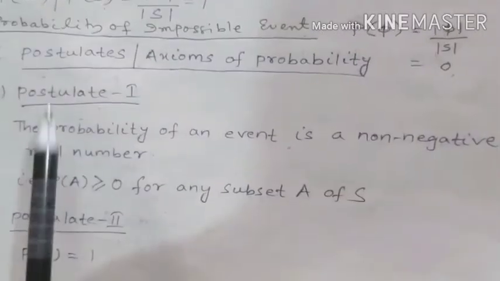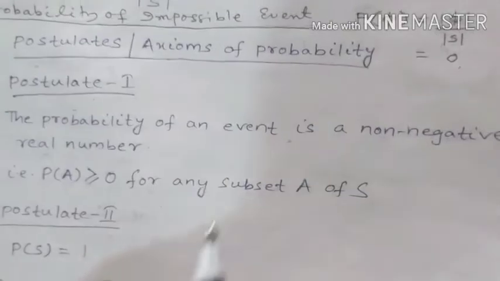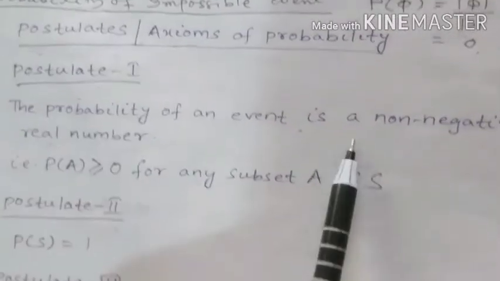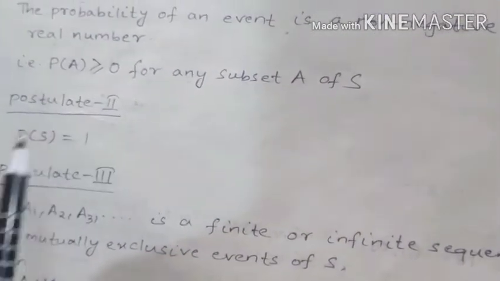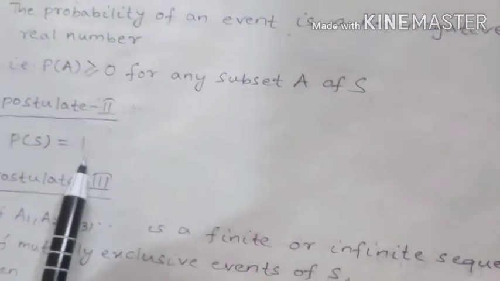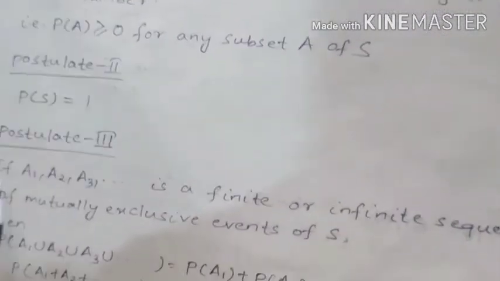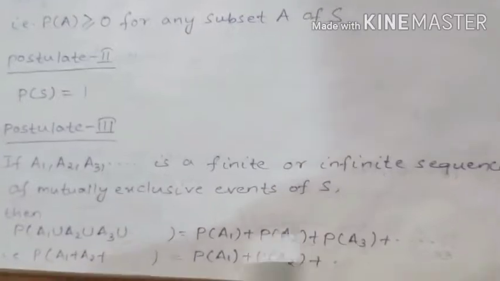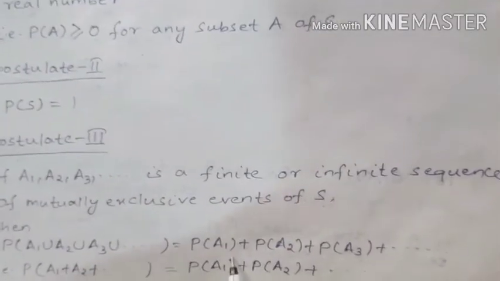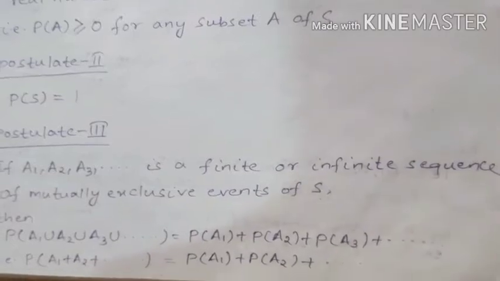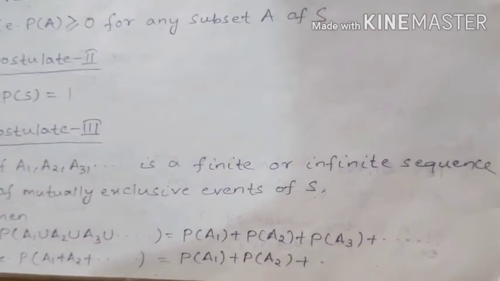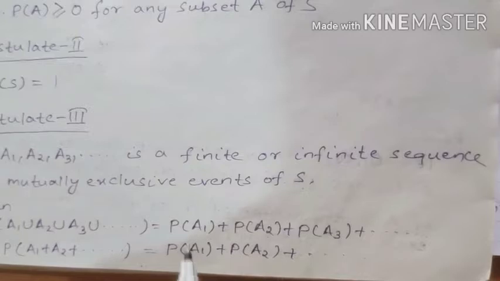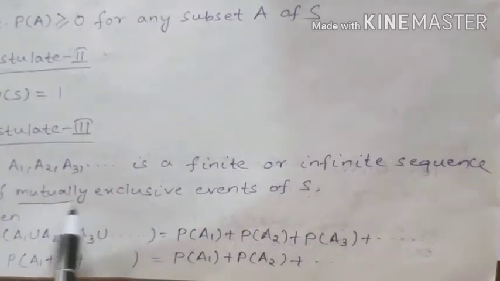The next one is the postulates or axioms of probability. The postulates are: the probability of an event is a non-negative real number, so it must be greater than or equal to 0. Another postulate: P of S equals 1, the probability of a sure event. Another one: suppose A1, A2, A3 is a finite or infinite sequence of mutually exclusive events. Then P of A1 union A2 union A3 equals P of A1 plus P of A2 plus P of A3 and so on. The union can be taken as plus, if A1, A2 and A3 are mutually exclusive events.